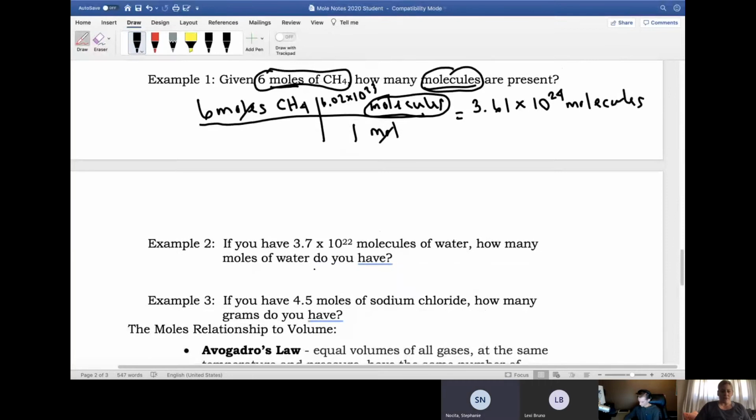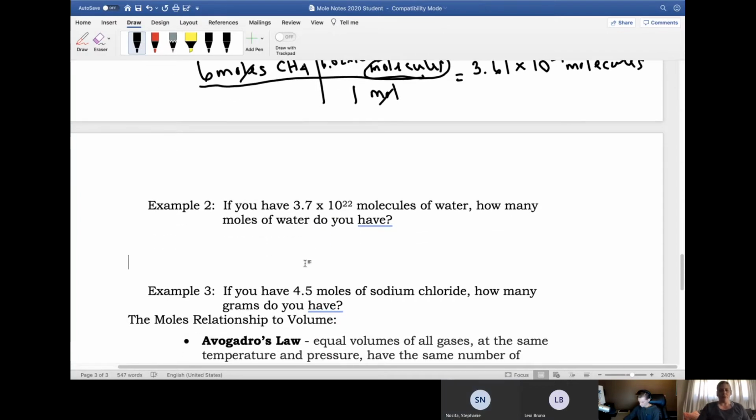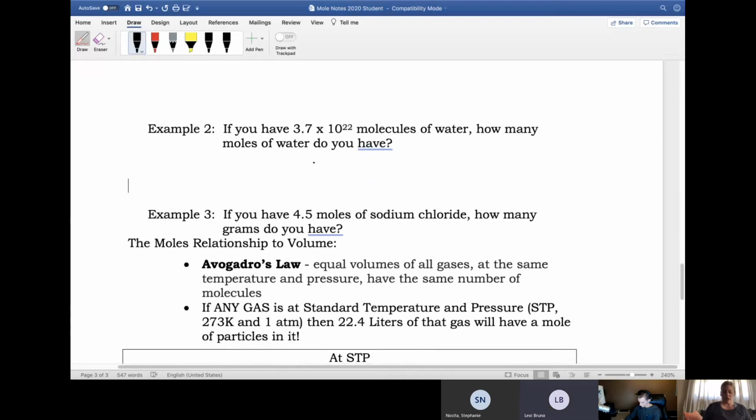It says, if you have 3.7 times 10 to the 22nd molecules of water, how many moles of water do you have? So again, we're going to figure out what we're starting with and what they're asking for. I have 3.7 times 10 to the 22nd molecules. And what are they asking you to find? Moles. Always start with the number, the unit, and the substance that they're giving you. So I'm starting with 3.7 times 10 to the 22nd molecules of water.